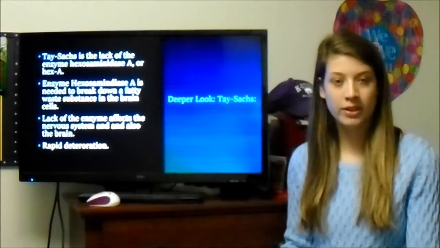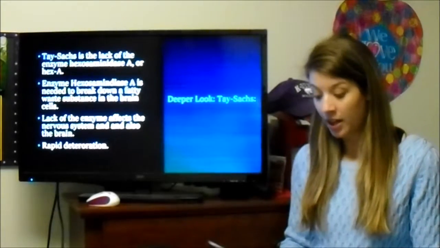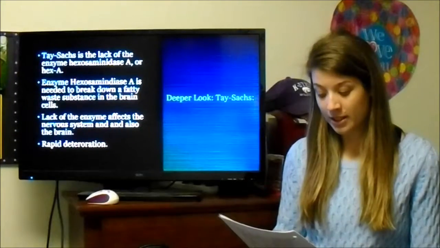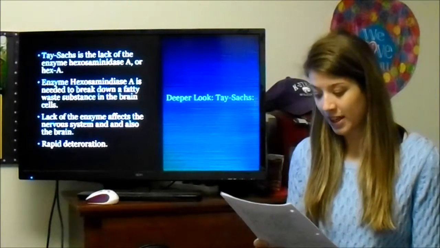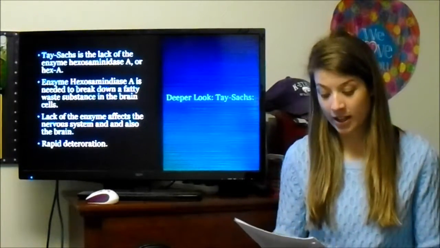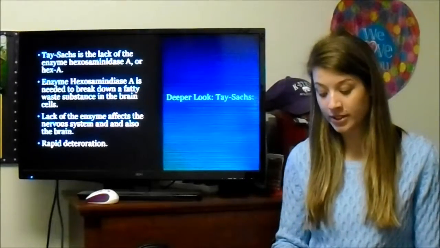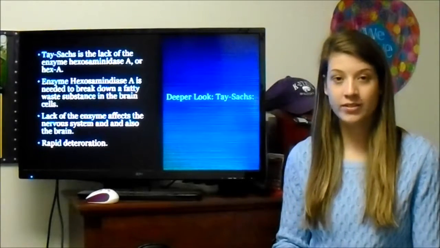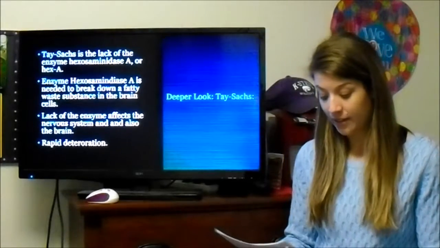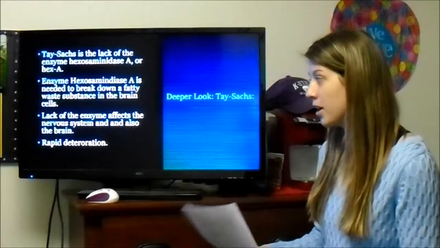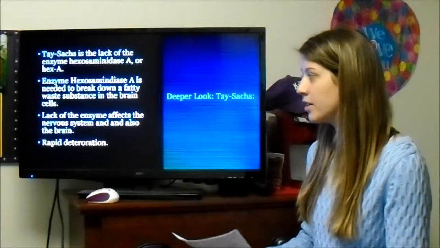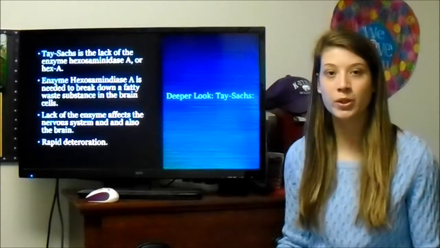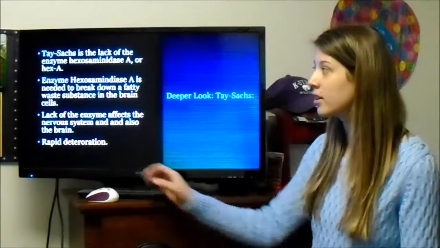A deeper look at what Tay Sachs really is. In our bodies, we depend on the enzyme hexosaminidase A, also known as Hex-A, and what that does is break down fatty waste substance in our brain cells. And if this does not happen, it affects the brain and the nervous system. Because there is this lack of the enzyme, there is really, really fast deterioration in someone who is diagnosed with Tay Sachs.